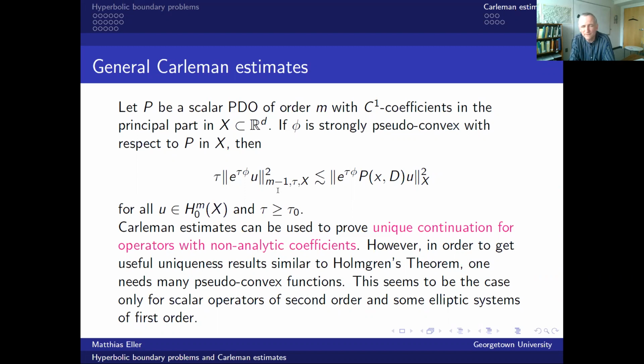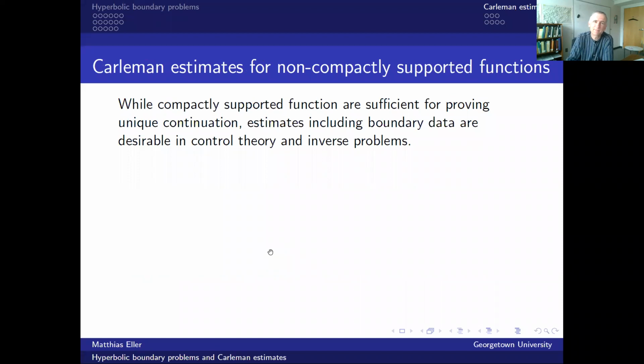But as soon as you try to use it for higher order equations, it actually doesn't work this well. And as far as I can tell, most results for higher order equations or other systems have been obtained by iterating Carleman estimates for second order equations. That's why I will focus now on the second order case. For unique continuation, I'm perfectly happy with using compact support. This will work great. But if I want to use these estimates directly in boundary control or maybe in inverse problems, then I may need boundary terms.